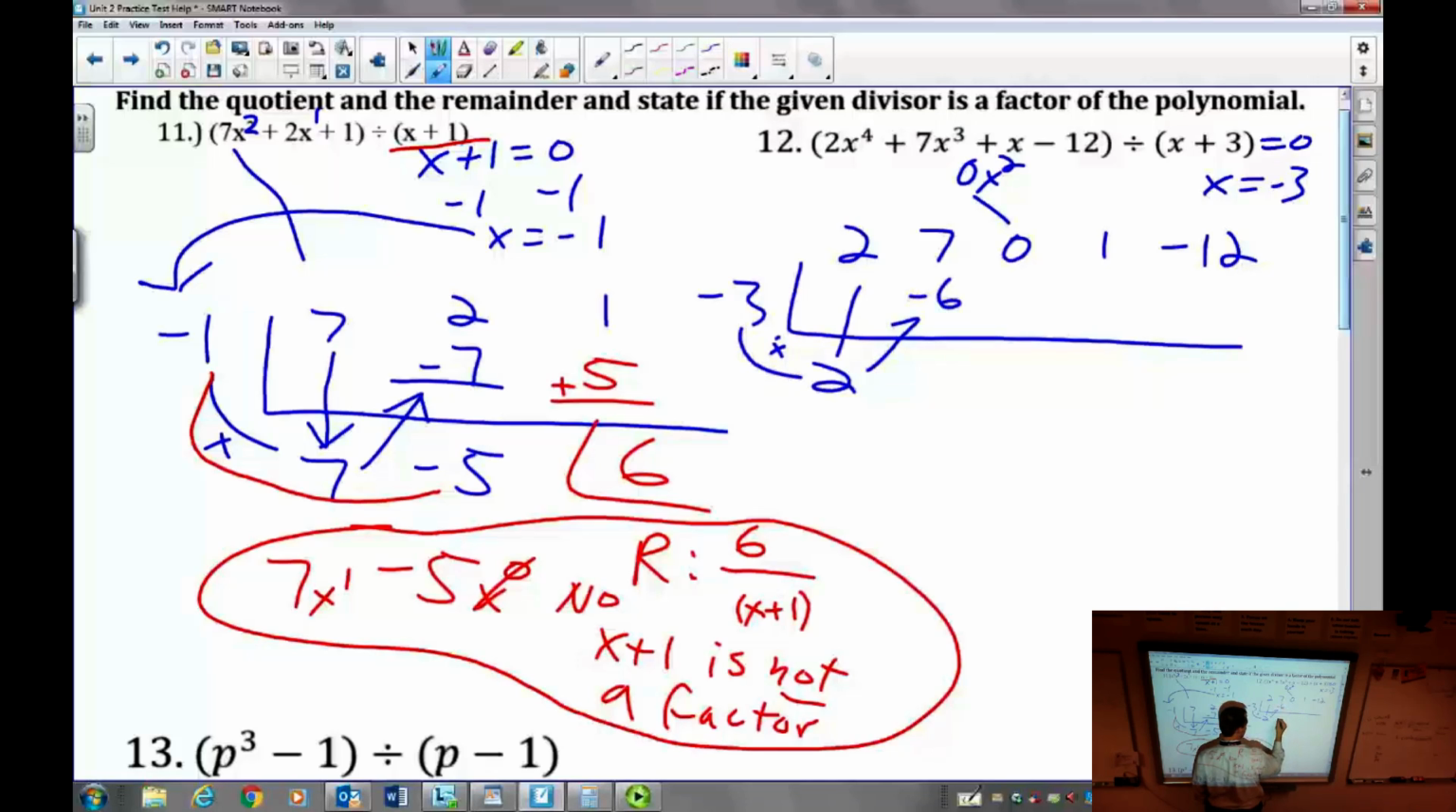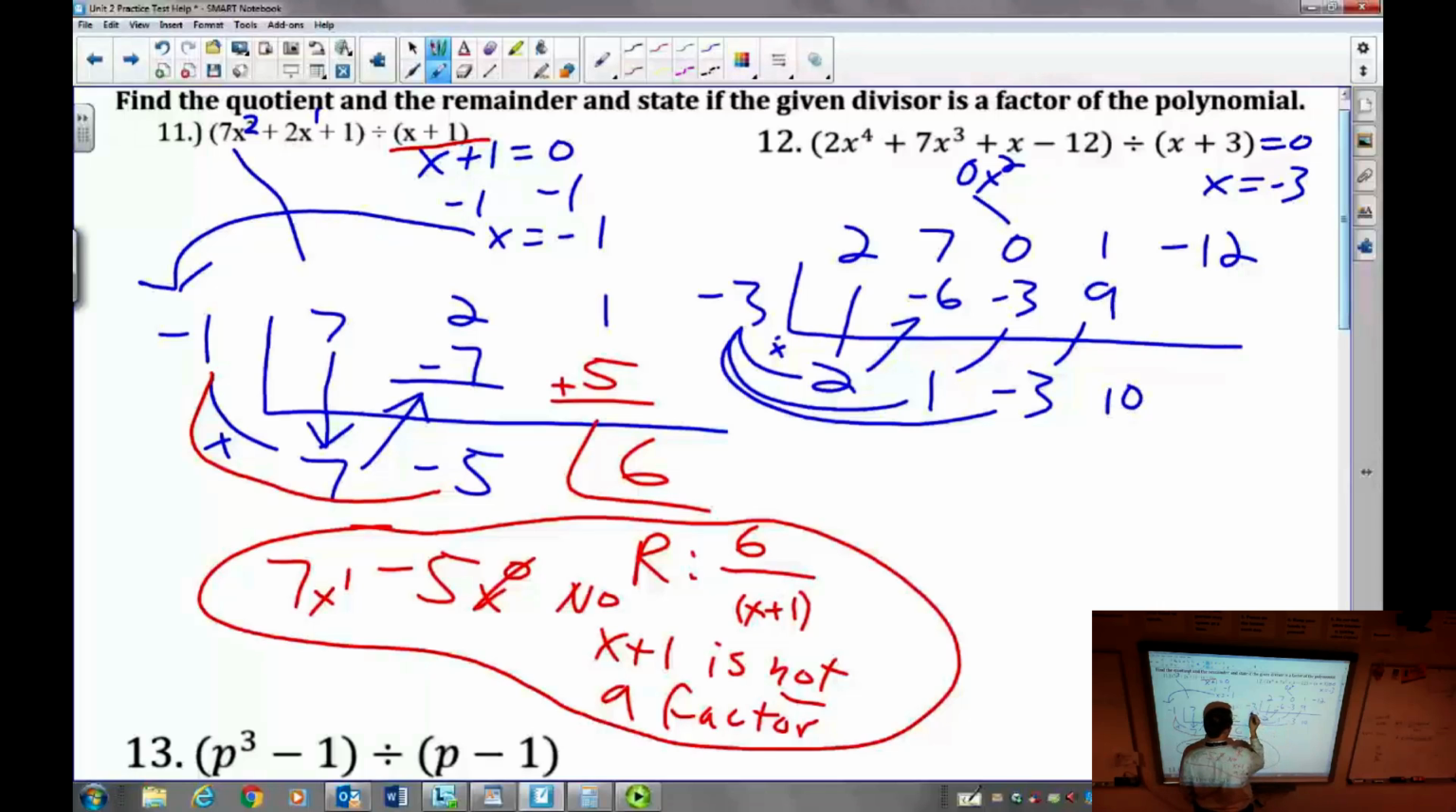Negative 3 times 2 is a negative 6. 7 minus 6 is 1. Negative 3 times 1 is negative 3. Negative 3 and 0 is a negative 3. Negative 3 times negative 3 is a positive 9. 9 plus 1 is 10. Negative 3 times 10 is a negative 30. Wow, look at our remainder, negative 42. How fast was that, you guys?